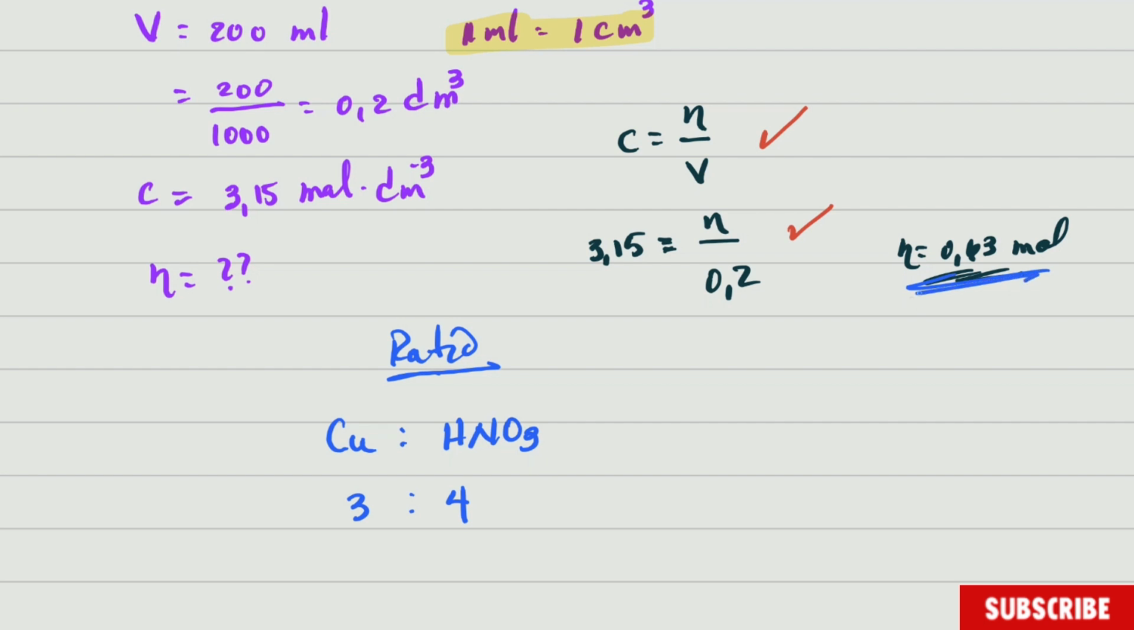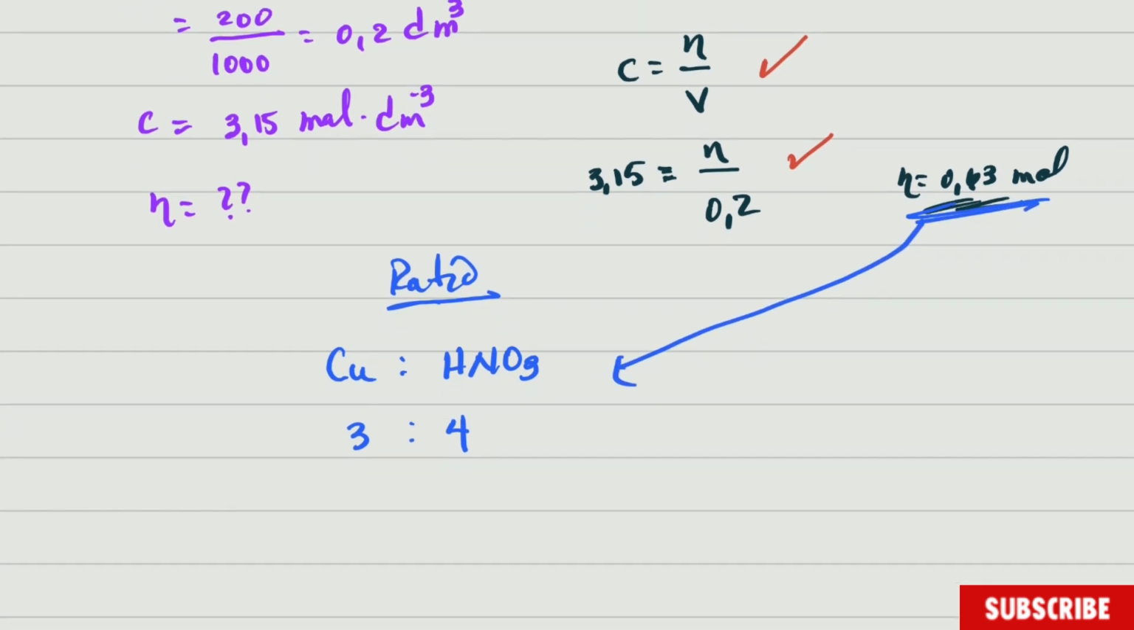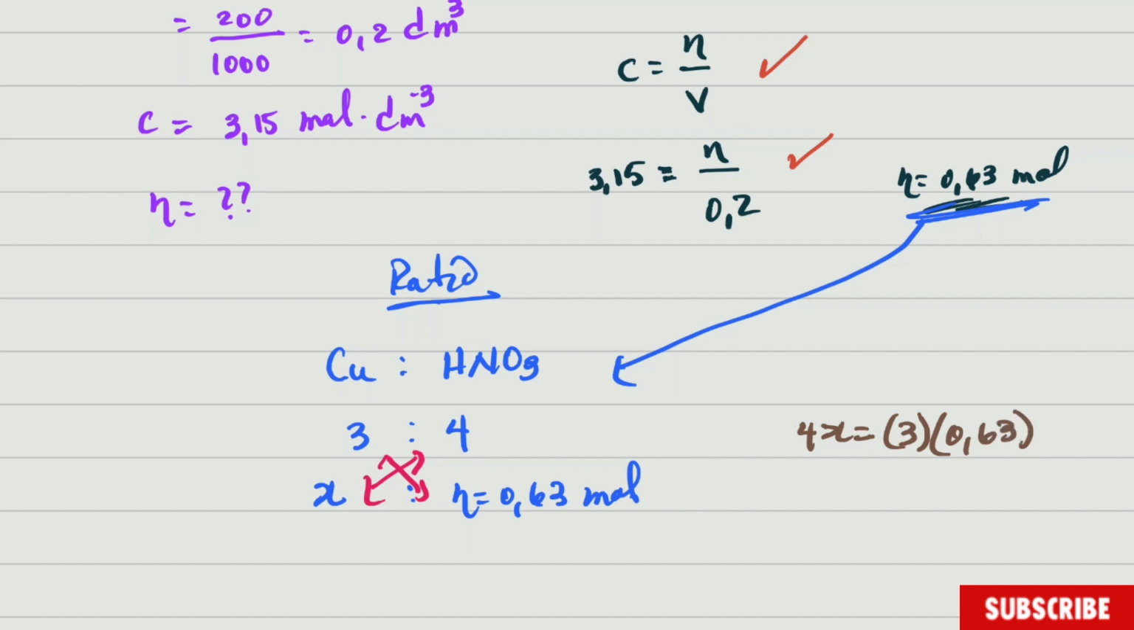0,63. So if you have here 0.63 mole, how much of the copper will you have? And here you do cross product. When you do this cross product, you'll get 4x is equal to 3 times 0.63, right?